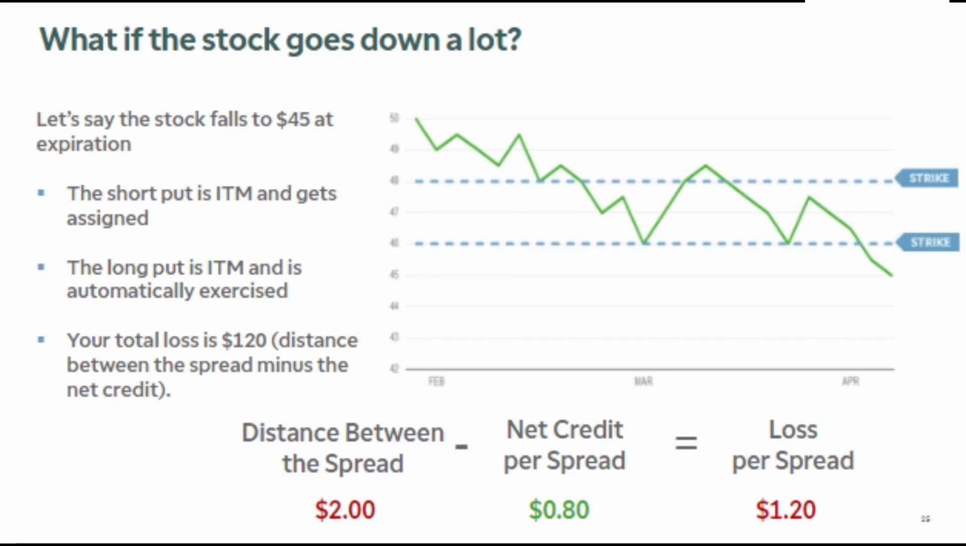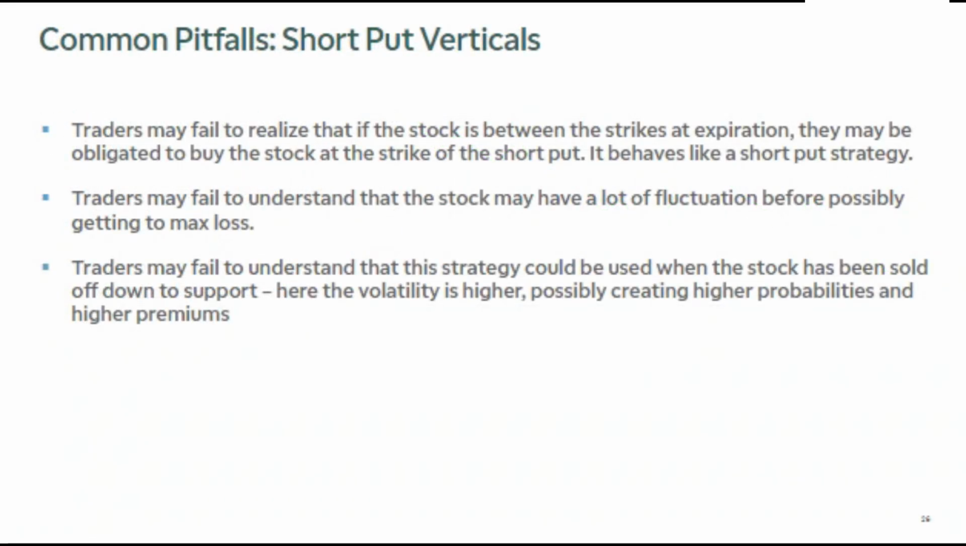Common pitfalls. Traders may fail to realize that if the stock is between the strikes at expiration, they may be obligated to sell the stock at the strike price of the short put. It behaves like a short put strategy. At that point, it's basically just like the short put that we have on Apple. We're just short the 125 put. We have no protection on the downside. But if we had a spread trade and it closed in between our strikes, we're obligated to take on the shares. May fail to understand that the stock may have a lot of fluctuation before possibly getting to max loss.